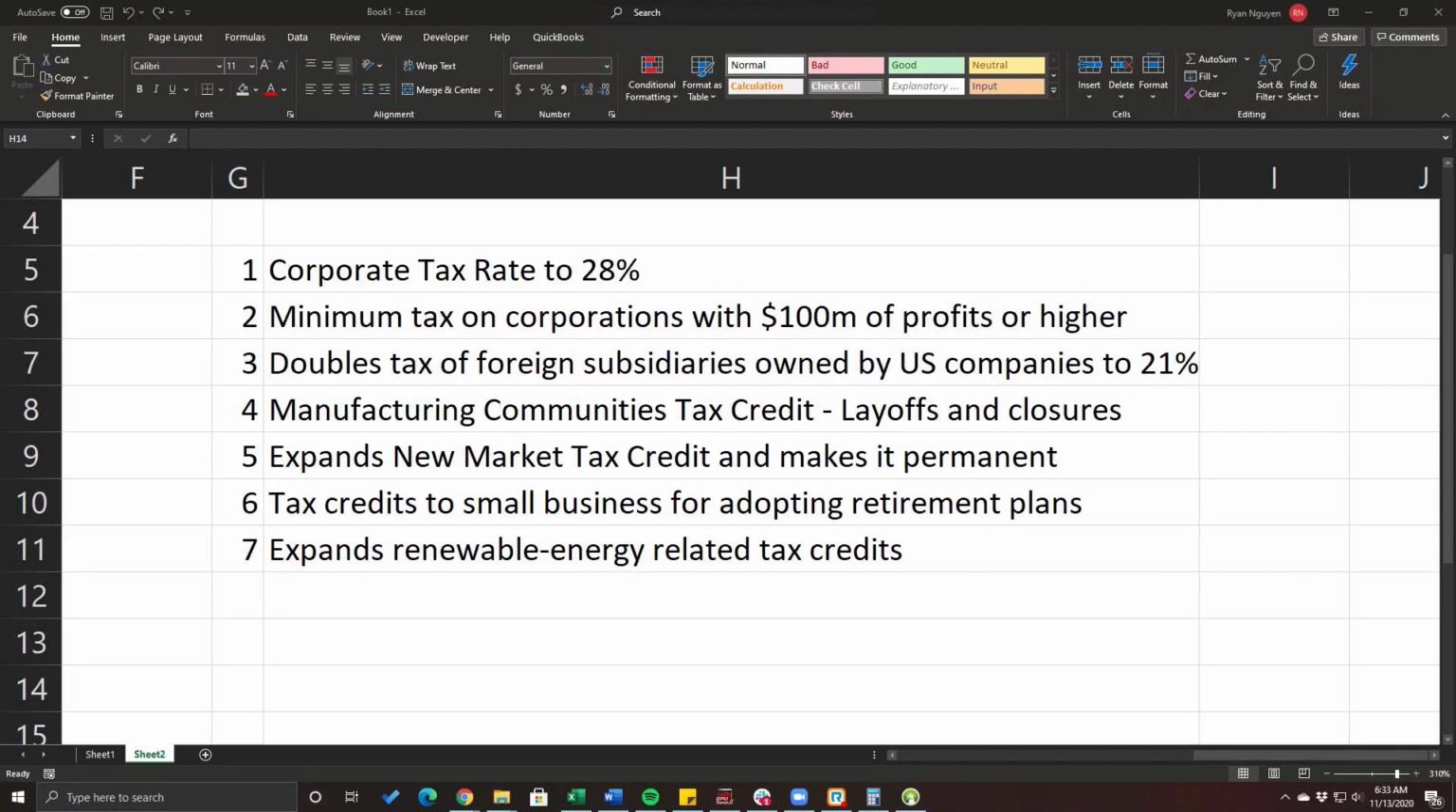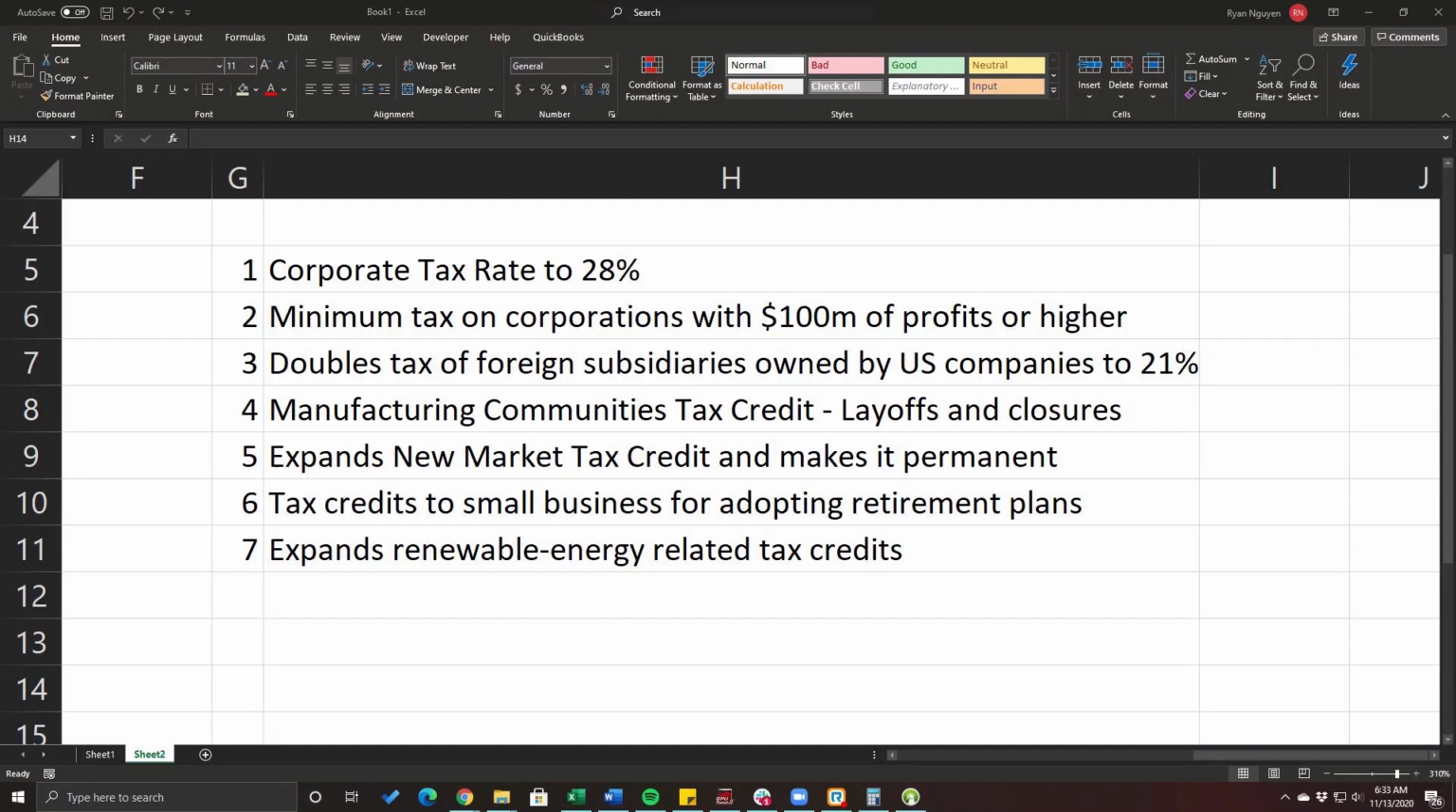The second major change that Biden is proposing is to impose a minimum tax on corporations with profits of $100 million or more. The minimum tax works kind of like the individual alternative minimum tax, where it makes sure that everybody pays a certain amount of minimum tax if they're a wealthy individual. The same thing goes here with high-profit corporations. They want to make sure they're paying a minimum tax, so they don't use strategies to skirt taxes.